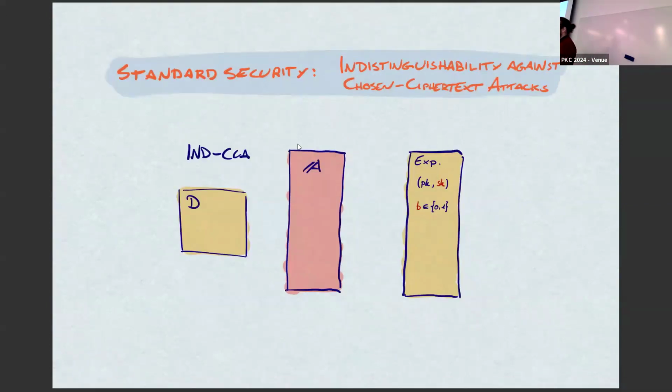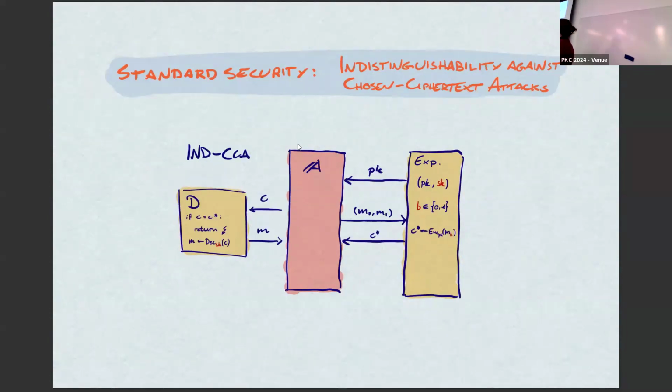Just briefly, we probably all know the basic NCCA game for public key encryption, right? We have the experiment where there is a public key and a private key and some hidden secret bits. The adversary gets the public key and it outputs two messages, M0 and M1. It gets a challenge encryption, and it also has access to some decryption oracle. Then at the end, it guesses what the value of the bit is and wins if and only if it guesses correctly. So this is the standard situation.